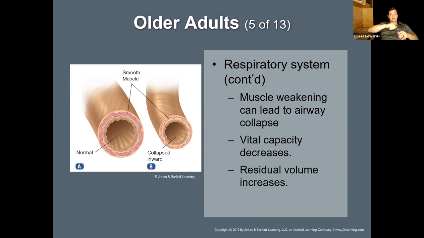So vital capacity decreases and residual volume increases with age. The stagnant air remains in the alveoli, and it hampers gas exchange at that point, which can produce hypercarbia and acidosis. So hypercarbia. What is hypercarbia? Somebody break it down for me. Break it down like a fraction. What is carbia?